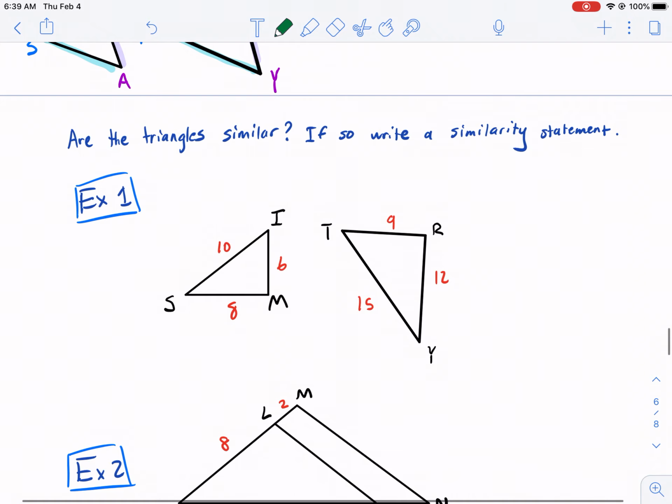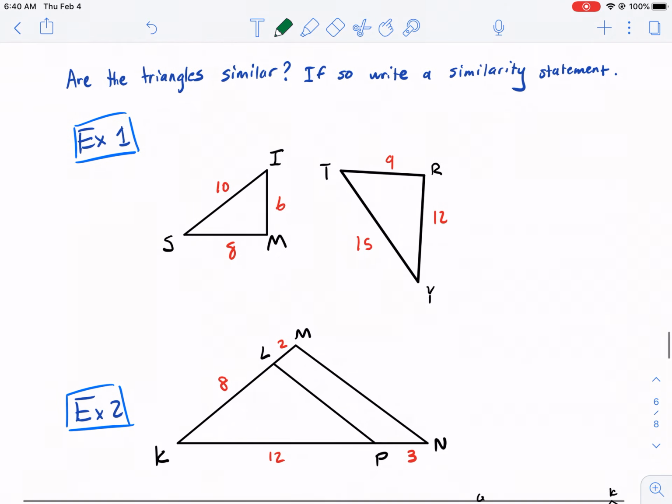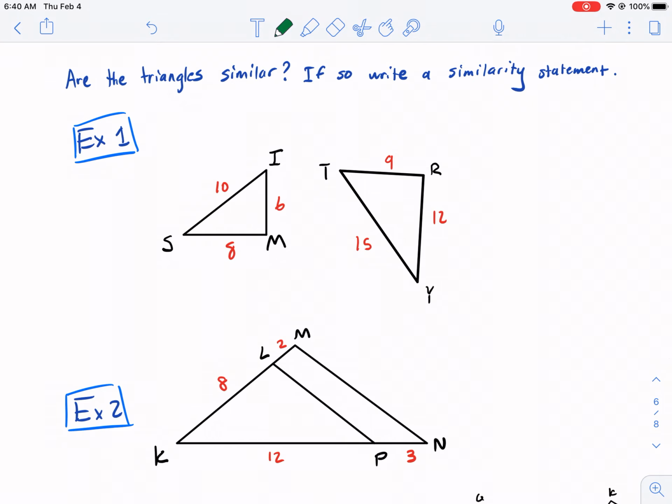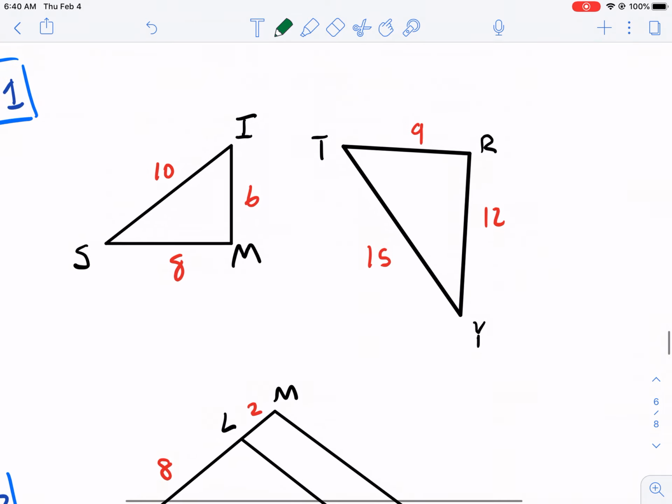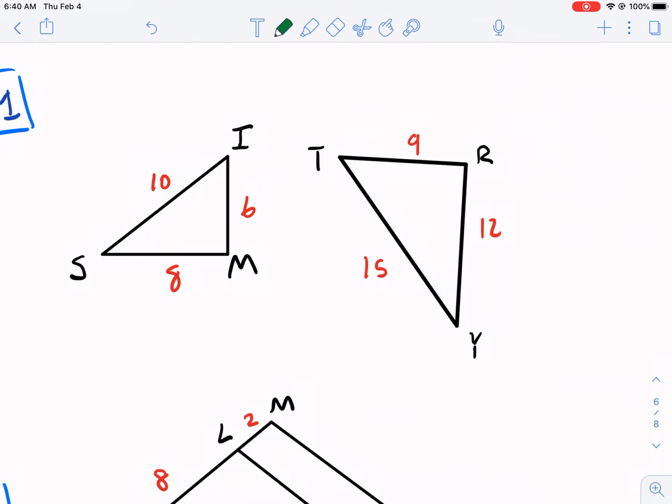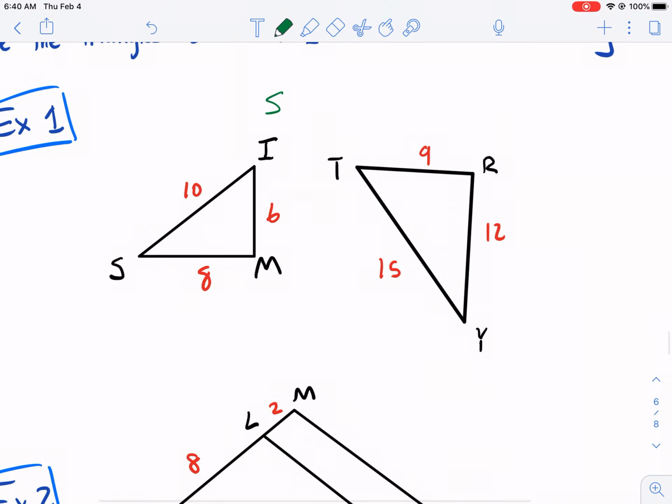Are the triangles similar? For example, 1. If so, write a similarity statement. Okay, so first up, we are only given side lengths. Okay, so what we're going to try here is we're going to try SSS.